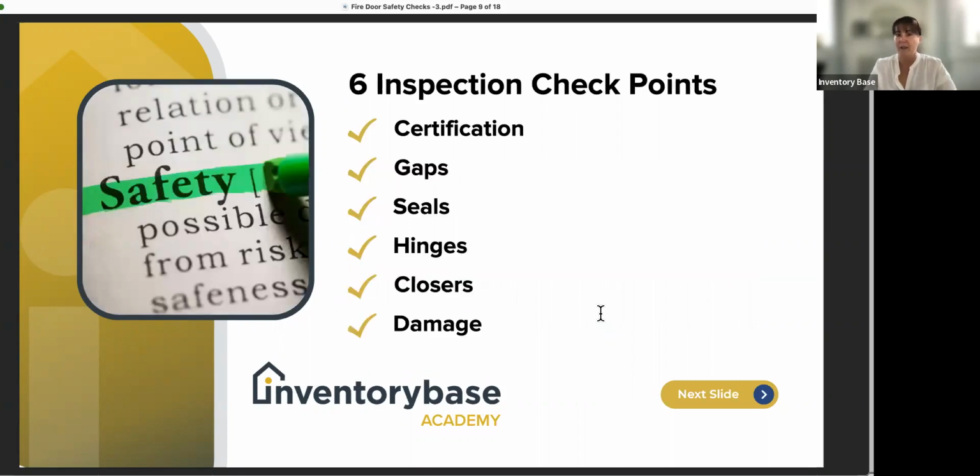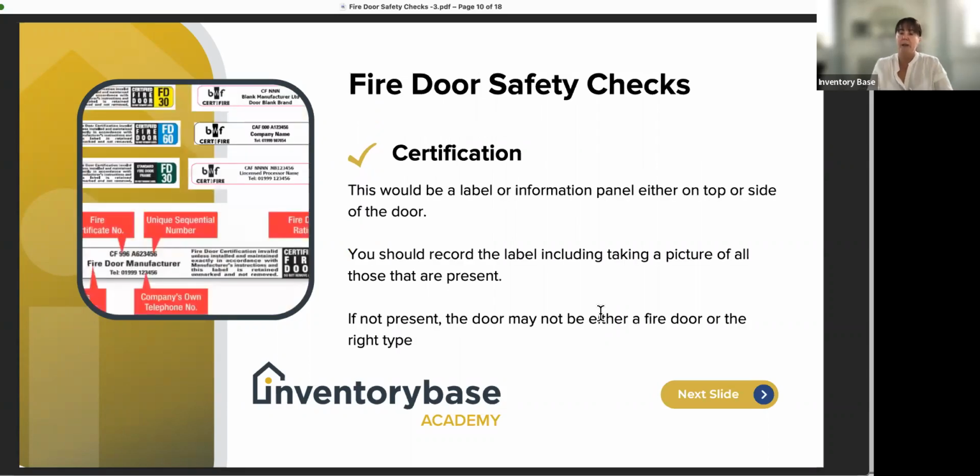So what are the 6 inspection checkpoints? We have certification, gaps, seals, hinges, closers, and again, talking about damage. So with certification, what you're looking for is a label or information panel, and they're either located on the top or the sides of the door.